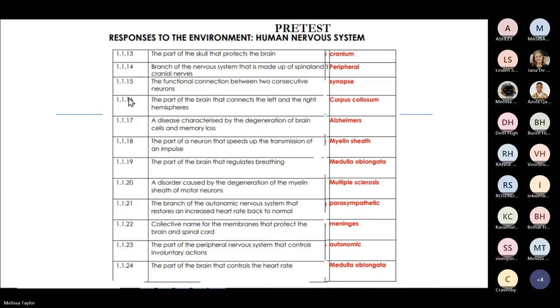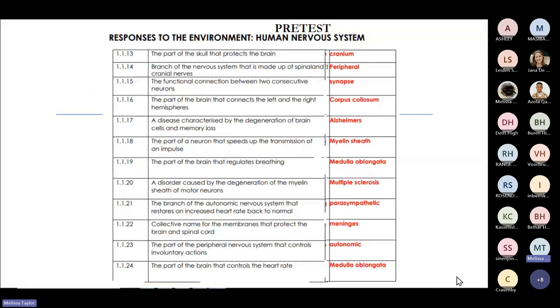Okay. So if you're able to, add your totals. And we'll see if we get any improvement by the end, which hopefully we will.